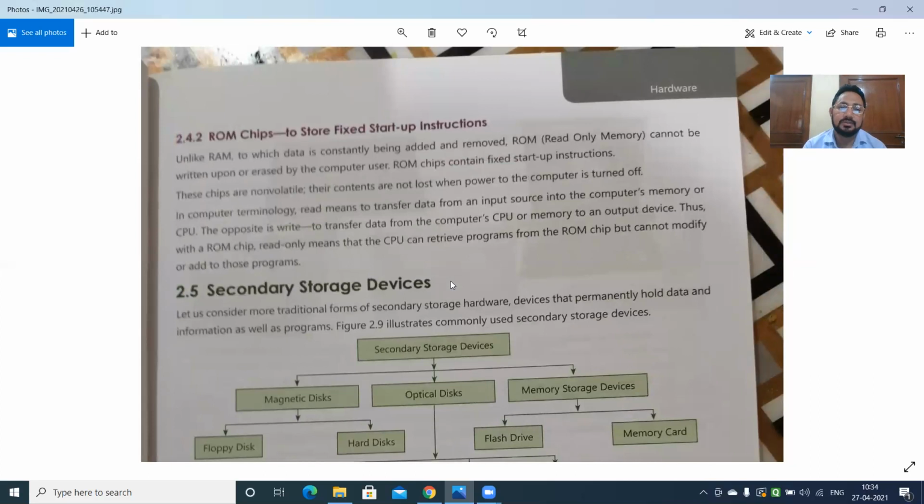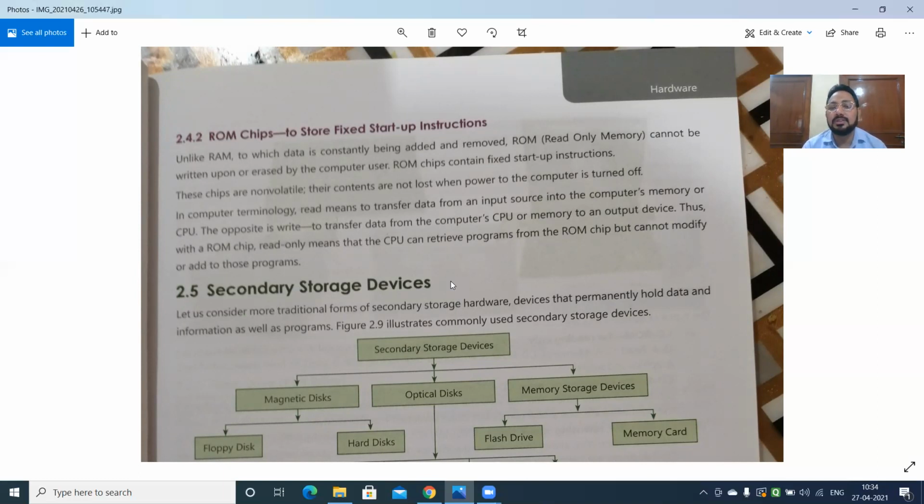ROM chips. Unlike RAM, to which data is constantly being added and removed, ROM, that is read-only memory, cannot be written upon or erased by the computer user. ROM chips contain fixed startup instructions. These chips are non-volatile. Their contents are not lost when power to the computer is turned off.